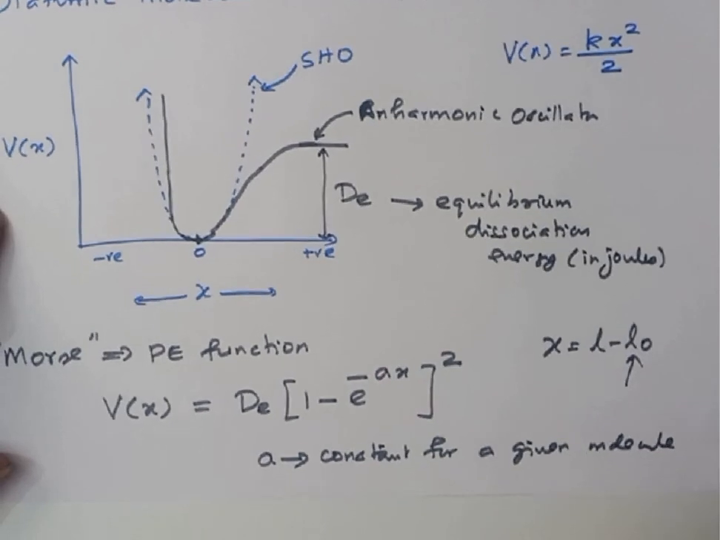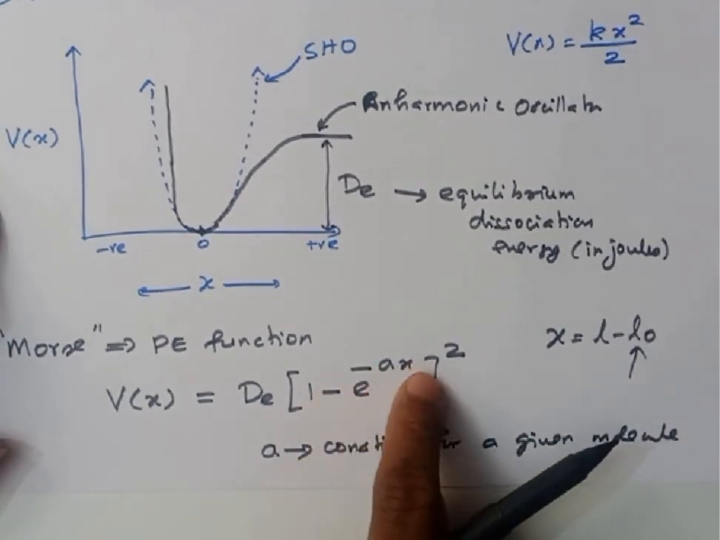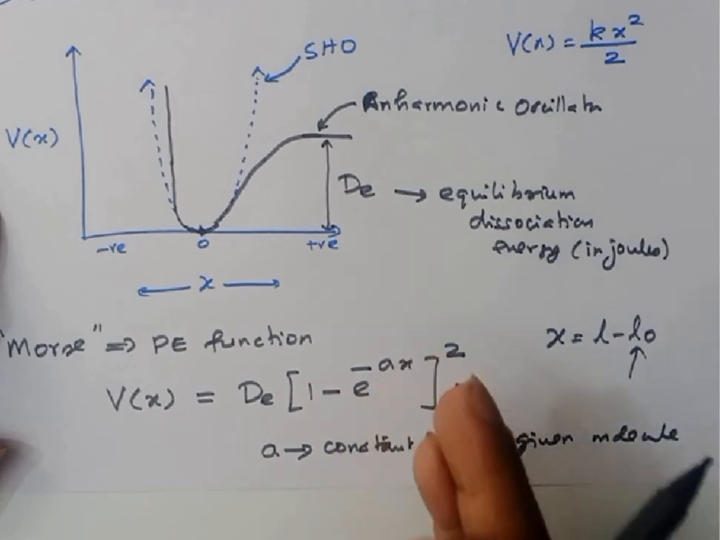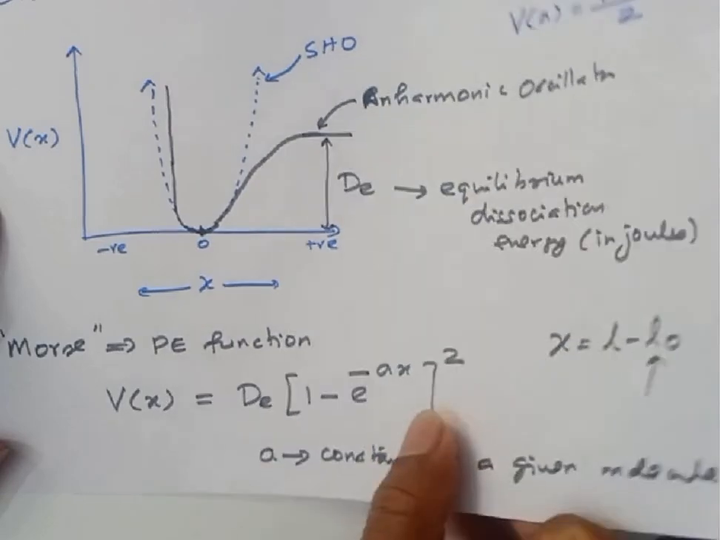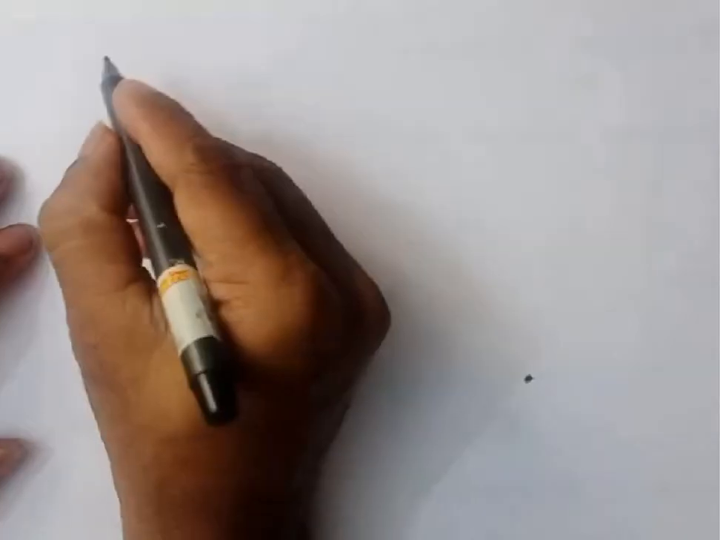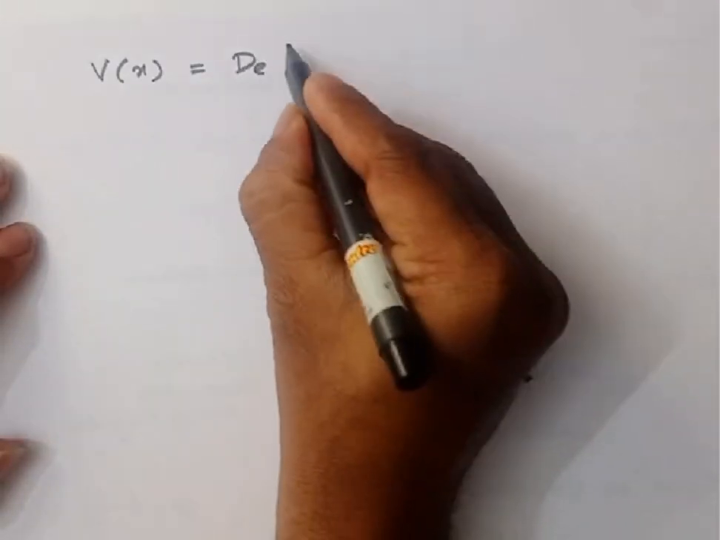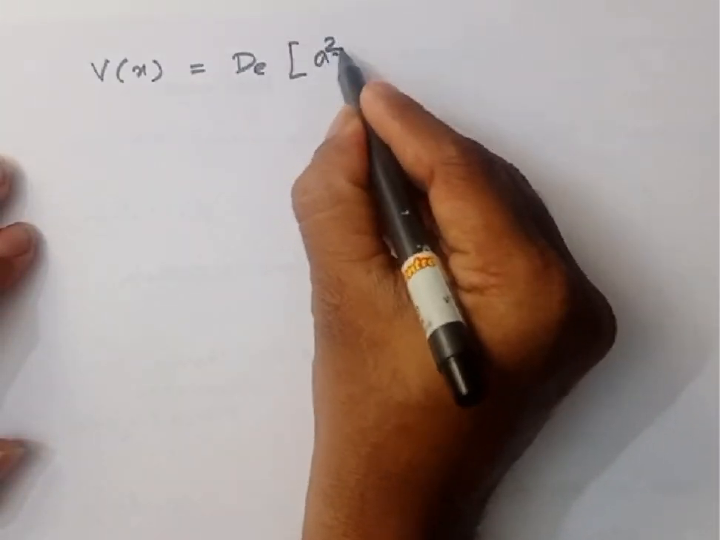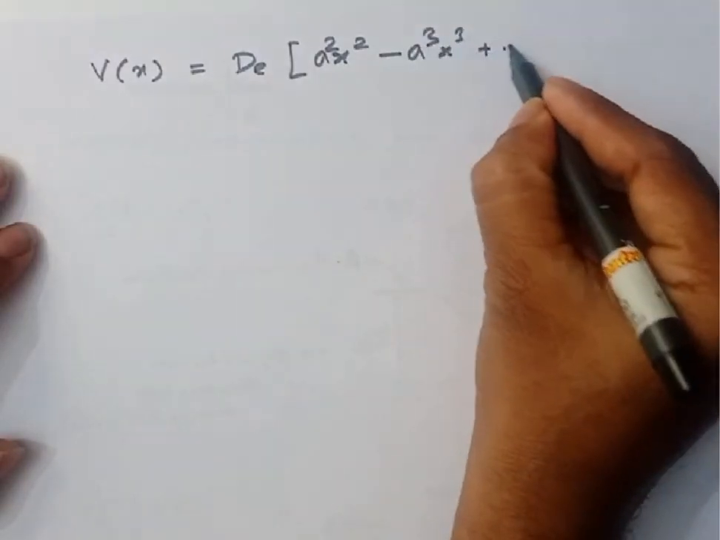Now, if you expand this using the (a minus b) whole square formula and the exponential expansion, you can write this expansion also as V of x equals the equilibrium dissociation energy times (a square x square minus a cube x cube plus etcetera), and it goes on like that.